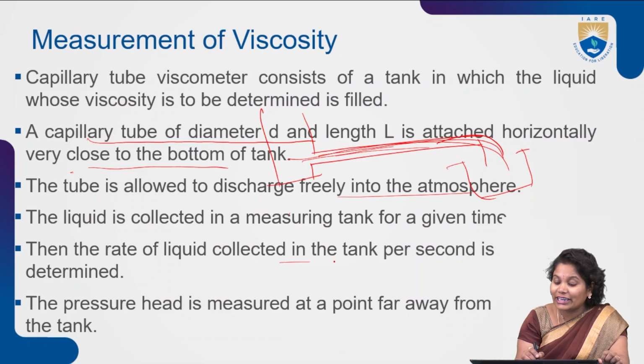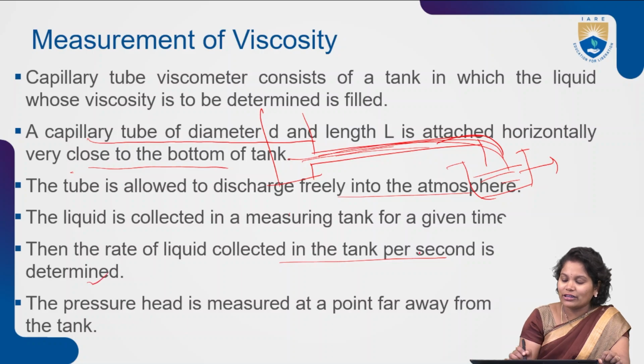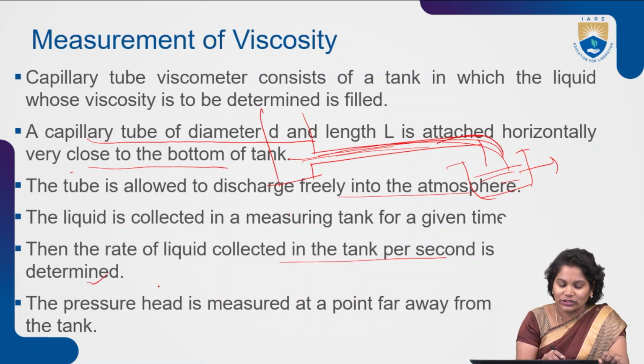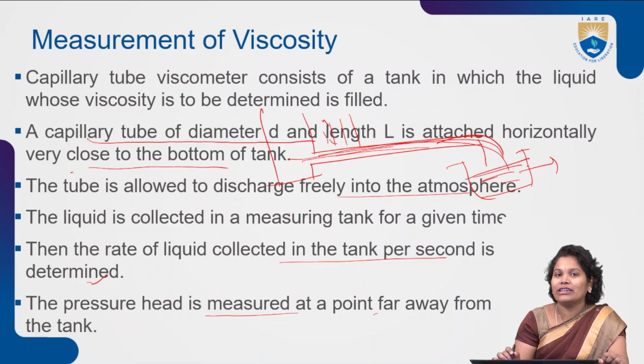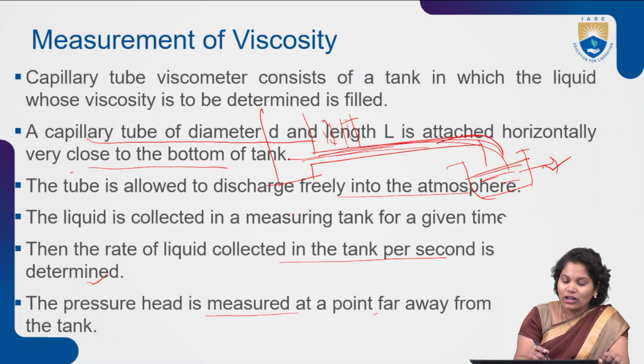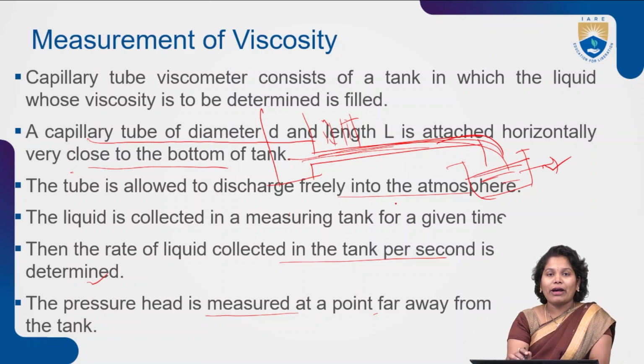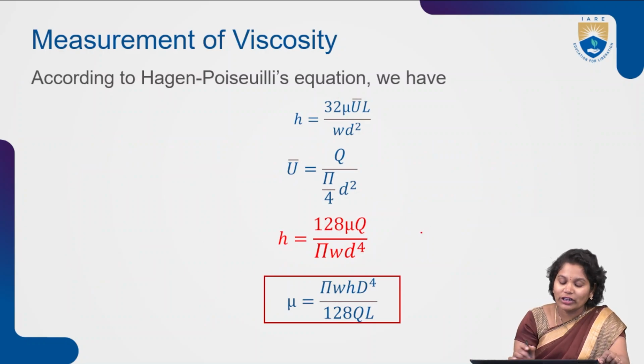The rate of fluid collected in the tank per second, from this tank we determine the viscosity. The pressure head is measured at a point far away from the tank. Here we have seen one piezometer that gives the pressure head. So from the amount of fluid collected in the measuring jar and the pressure head the piezometer is giving, from all these parameters we can derive the viscosity of the fluid in the tank, right?